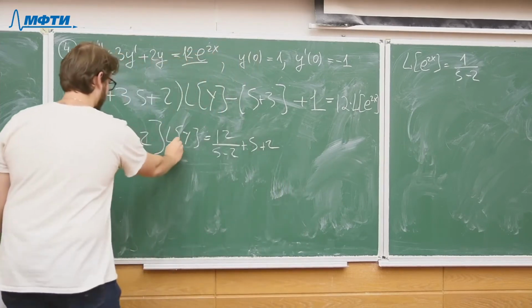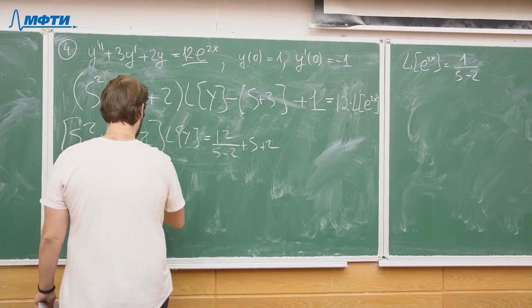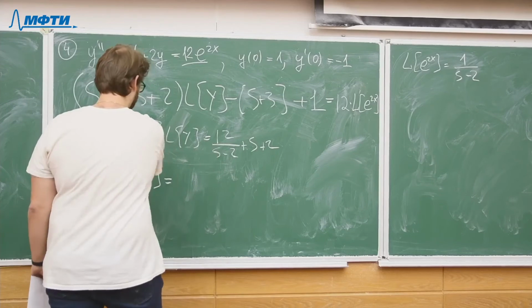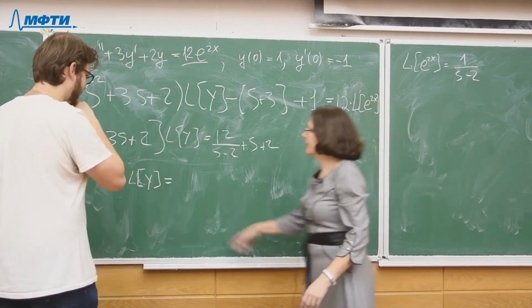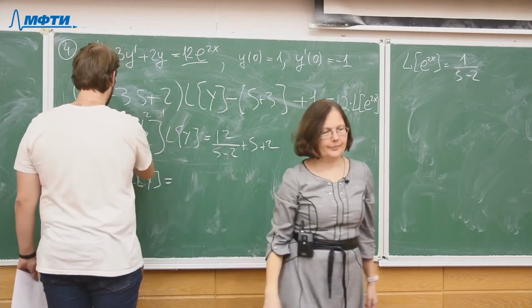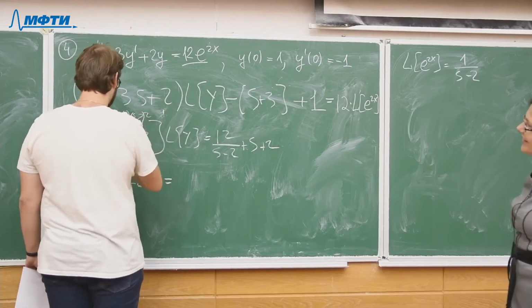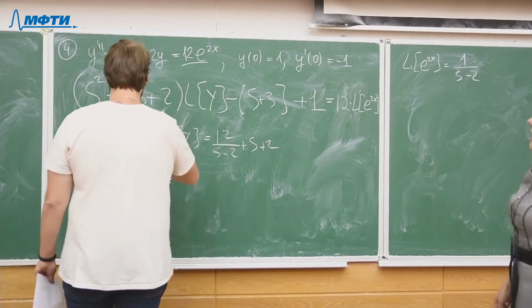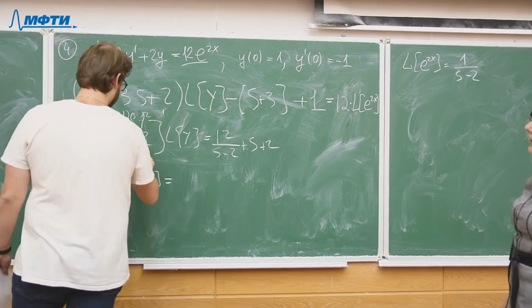So now we want to get L of y. So L of y equals, then you have to divide this by this. You should factor this polynomial. It's going to be 2 and 1, so there's no factoring, it's not an easy factorization. So this is s plus 1, s plus 2.